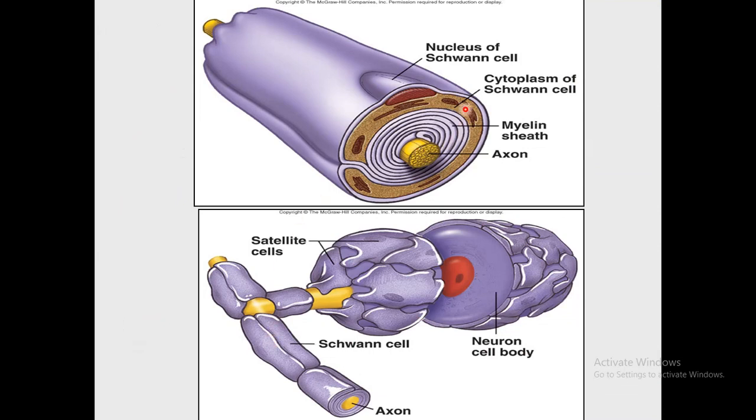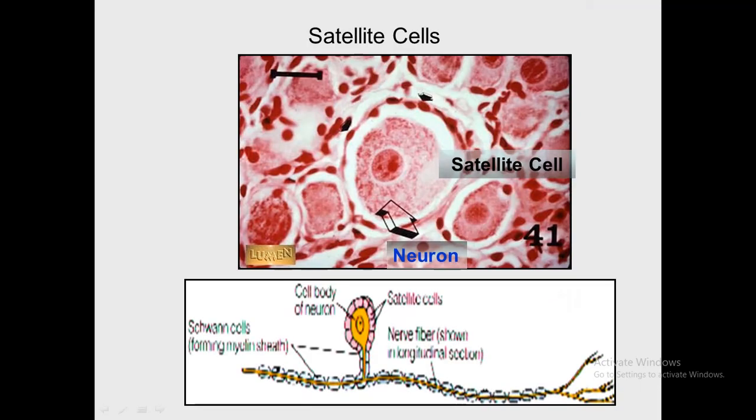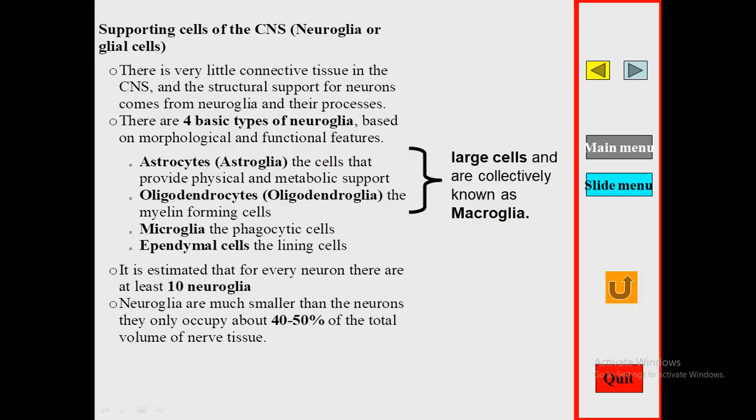We said in this diagram, this is the Schwann cell which provides the myelin sheath, while those small cells represent the satellite cells. In cross sections, they are cuboidal cells which surround the perikaryon. As we can see, those are the satellite cells which provide electrical insulation for the perikaryon or the cell body. Then we moved to supporting cells of the central nervous system.